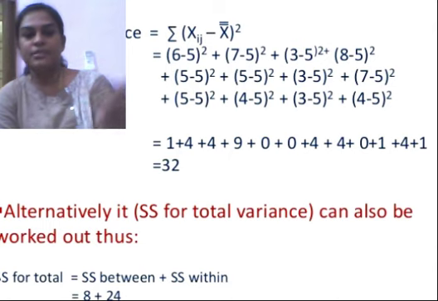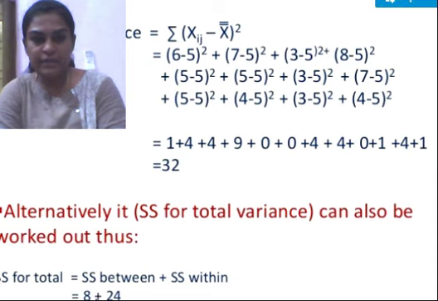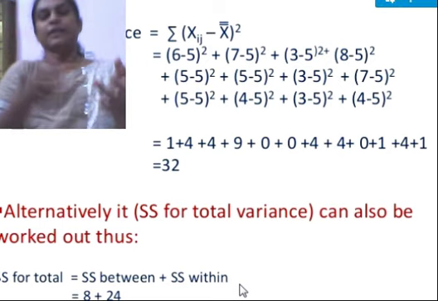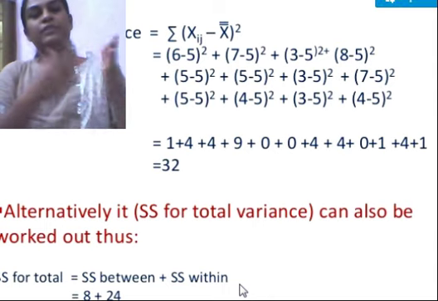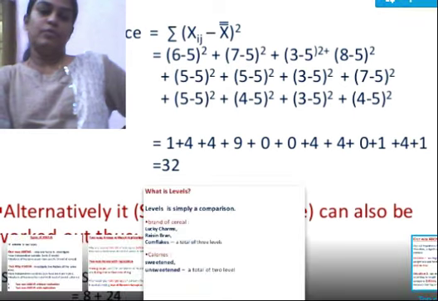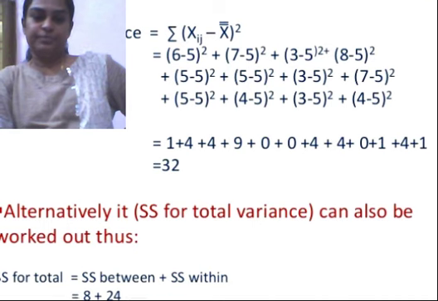The next step is the calculation of total variance. Alternatively, it is SS between plus SS within. So after calculating the mean and the mean of means within the samples and between the samples, we have to work out a grand total of the values, that is 8 plus 24, 32.